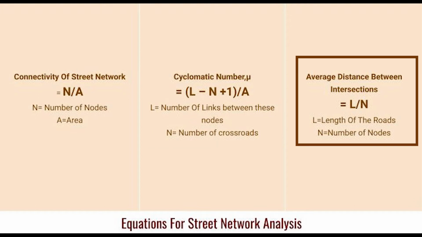Then the average distance between the intersections. It's actually the total pathway within the neighborhood divided by the total number of crossroads or total number of nodes. So these three things are our quantitative factors by which we can analyze a network within a neighborhood.